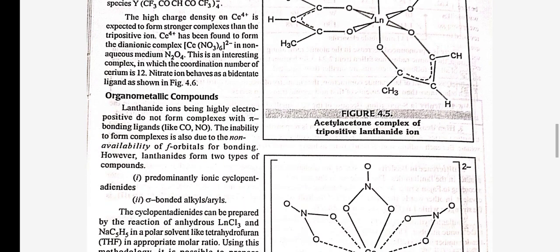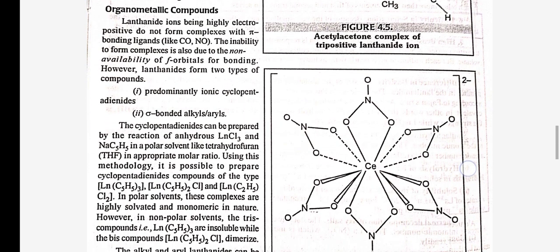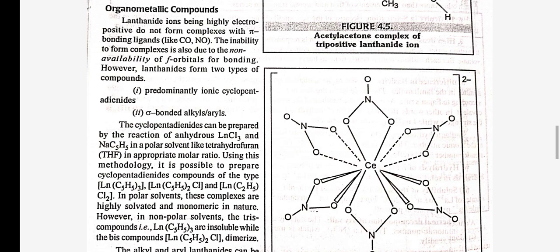Organometallic compounds. Lanthanoid ions, being highly electropositive, do not form complexes with pi-bonding ligands. The inability to form the complex is also due to the non-availability of f orbitals for the bonding. However, lanthanides form two types of compounds. First is predominantly ionic cyclopentadienides, and the second is sigma-bonded alkyls and aryls.